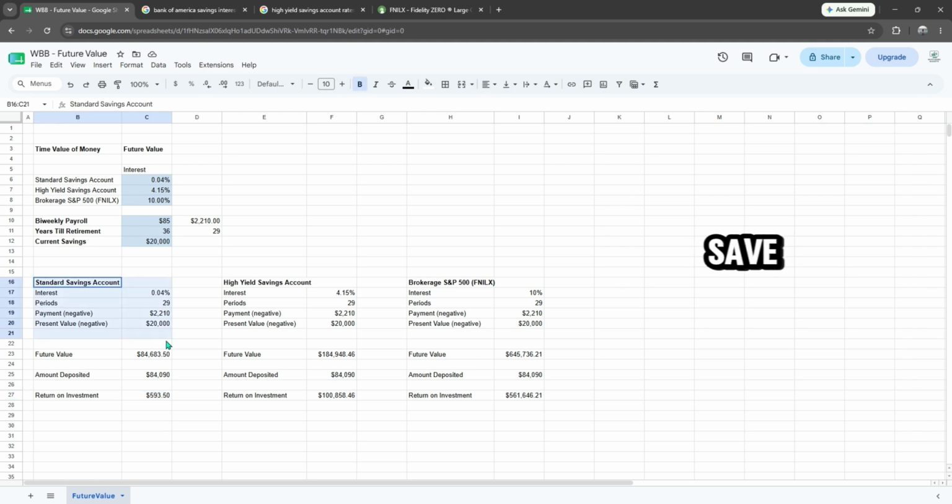So if you're using this as a retirement vehicle to save for retirement, it might not get you there. You got $593. There you go.